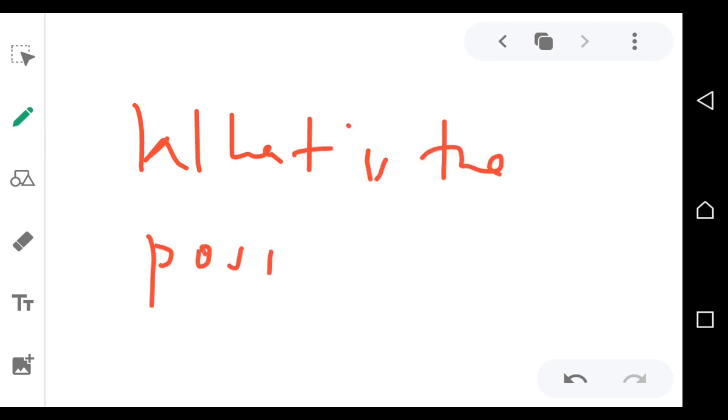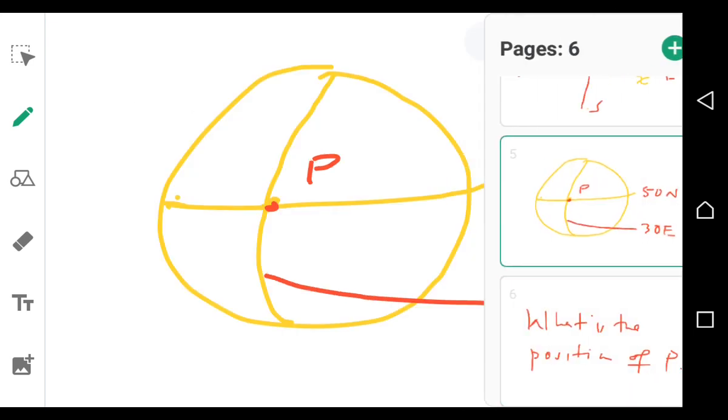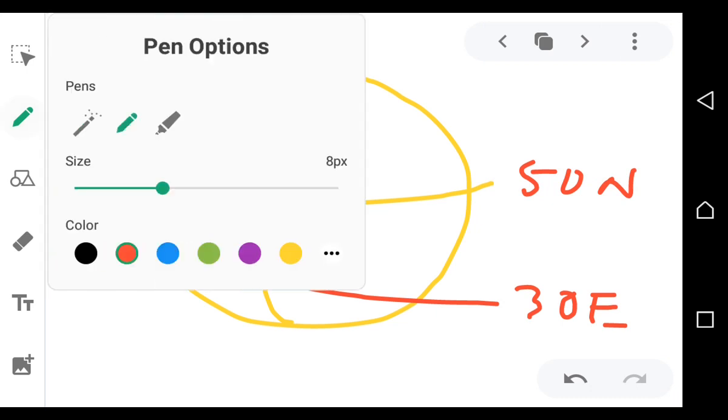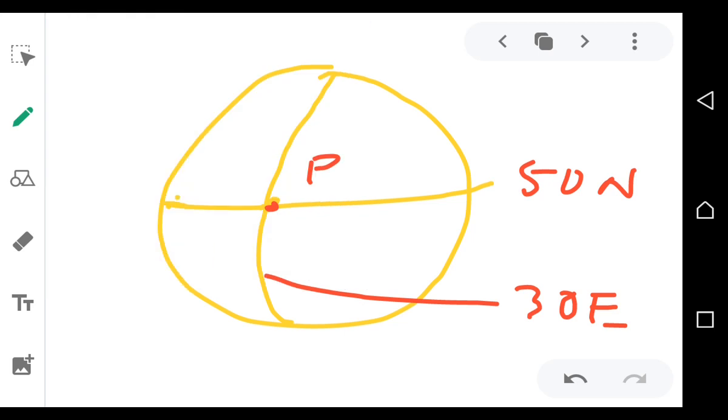What is the position of P? When naming, you always go x coordinate and then y coordinate. That's how you do it. When you're naming the position, you go x coordinate, comma, y coordinate. That's how you label them. X, comma, y.